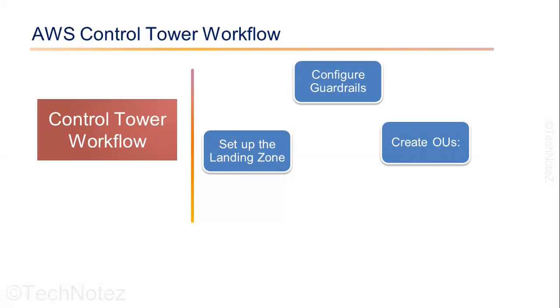Create OUs. OUs are created to group the accounts together based on the business needs. Policies and settings can be applied to an OU to ensure consistent governance across accounts. Provision resources. Blueprints are used to provision and configure the resources within an account. These resources are deployed in a secure and compliant manner as defined by the guardrails and policies.